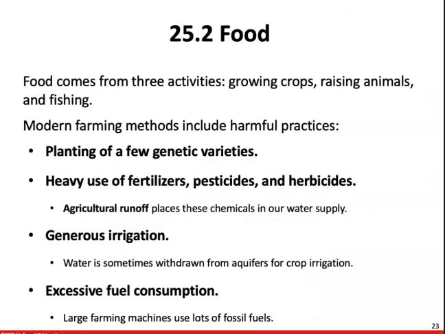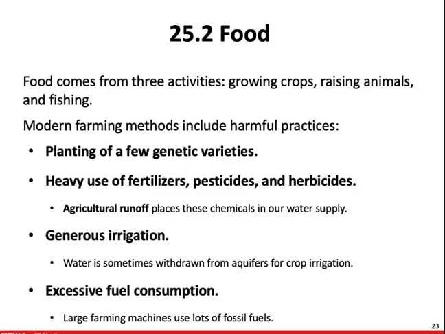Food typically comes from three activities: growing crops, raising animals, and fishing. Modern farming methods do include a few harmful practices, like planting of very few genetic varieties. The majority of farmers practice monoculture, where they plant only one type of wheat, just as an example. The problem with that is that a single type of parasite could then destroy the entire crop. It also means that one crop can seriously deplete the soil in that particular location of nutrients.